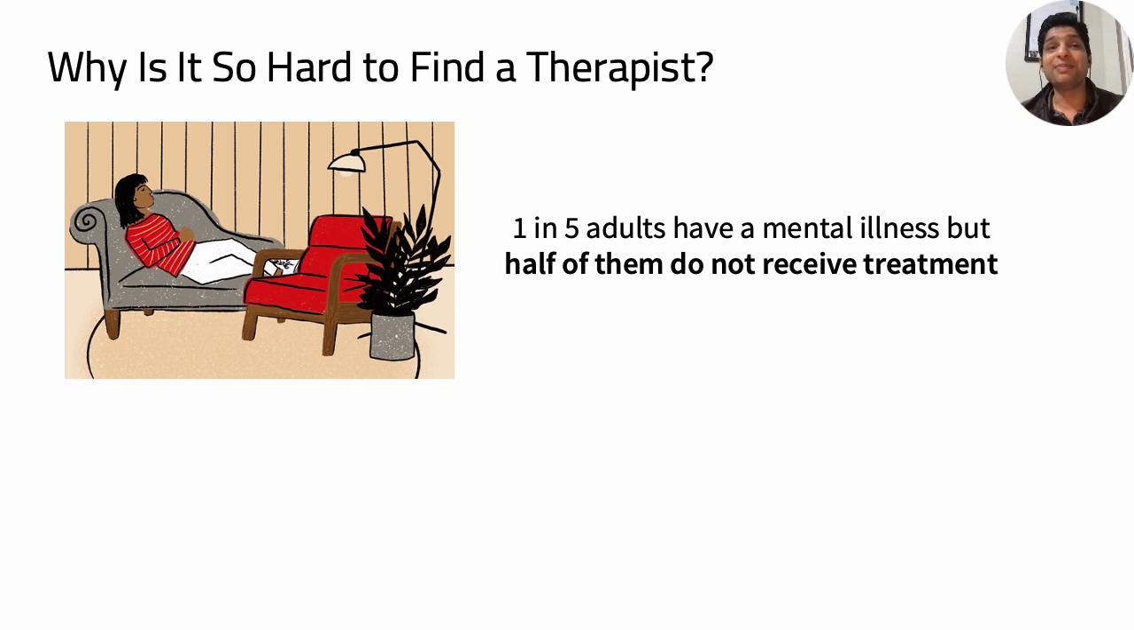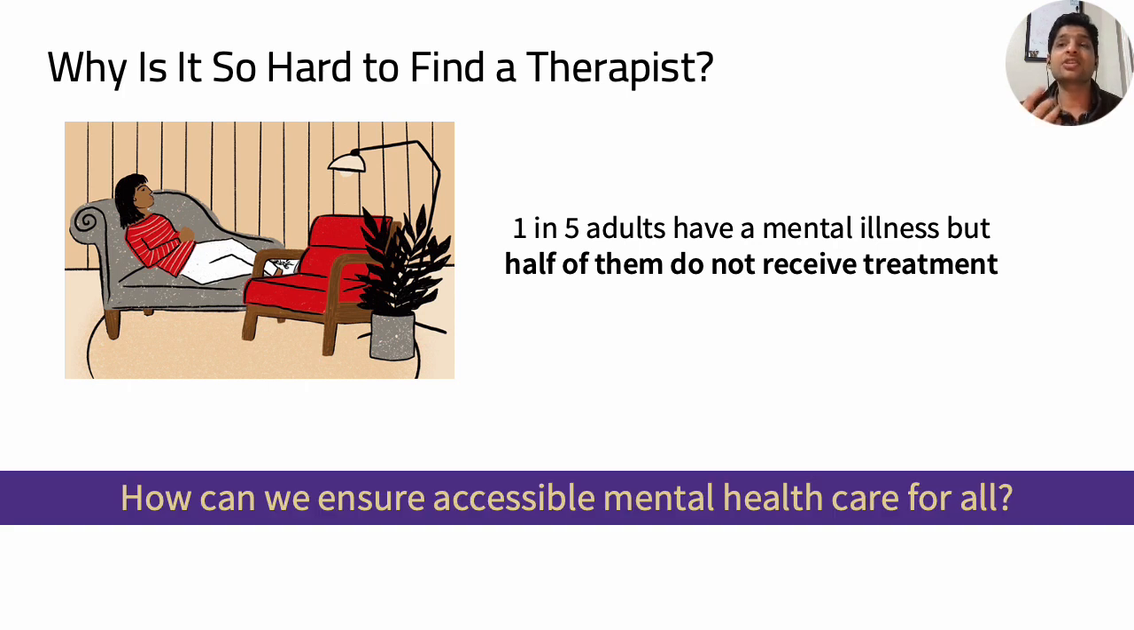So the world is going through a mental health crisis. This is in fact a 5-year-old stat, and even back then, 1 in 5 adults were struggling with a mental illness, and only half of them received any form of treatment. And with the ever growing need, also after the COVID-19 pandemic, it is becoming more and more difficult to find a therapist. So this brings the question of how can we ensure accessible mental health care for everyone?